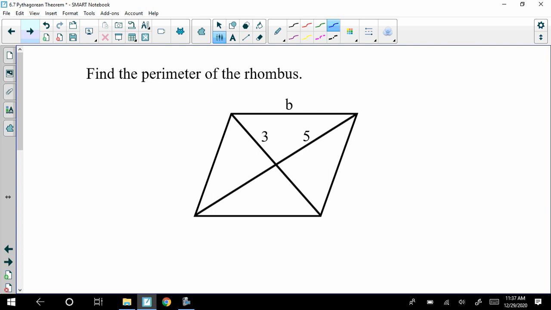So here's a couple of problems. Okay, find the perimeter of the rhombus. Okay, well, let's think back to last semester. What do we know about a rhombus and the diagonals? Well, the diagonals of a rhombus intersect at a right angle.